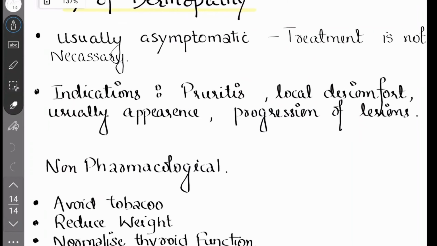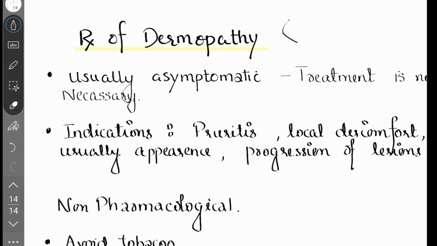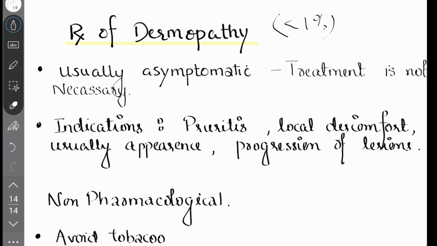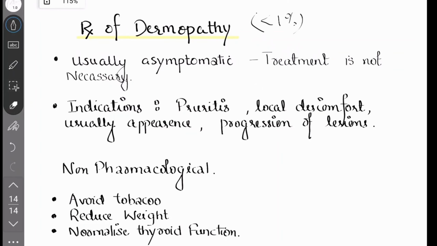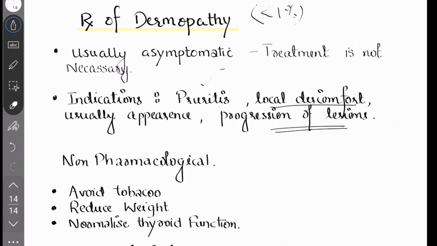Next, the dermopathy. It is usually asymptomatic. As we all told, it occurs in less than 1% only. So usually in asymptomatic cases treatment is not required. Treatment is only required if there are symptomatic cases, like if there is pruritus, local discomfort, or progression of the lesion. In such cases, we do the treatment.